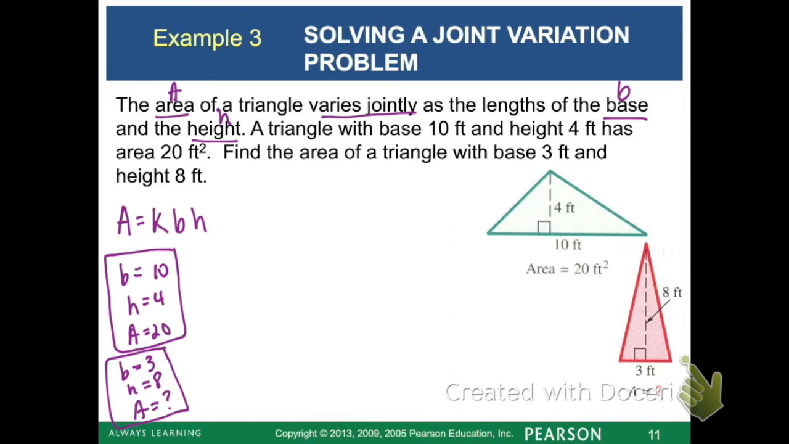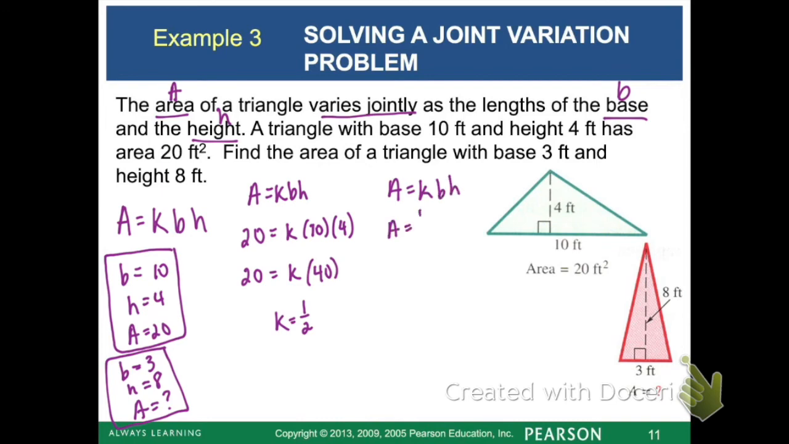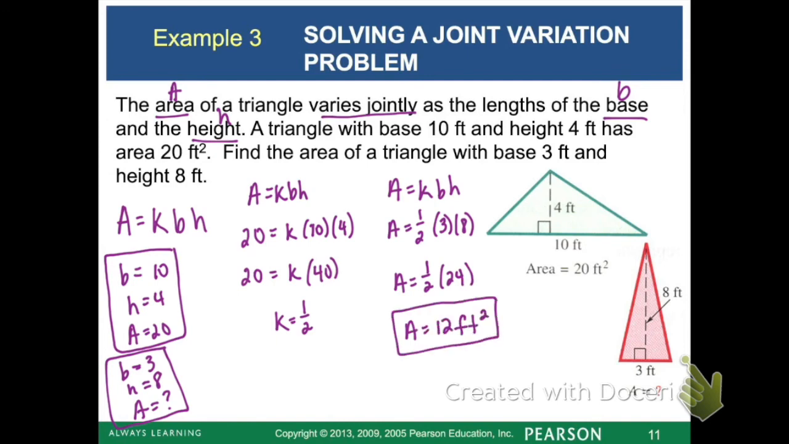Okay, so let's take the first situation where we know the base, height, and the area, and we're going to solve for our k value. And now we can plug in our k value and base and height of our other example and solve for the area. Maybe some of you already knew that we were going to get k equals 1/2 because we know what the formula for area of a triangle is.